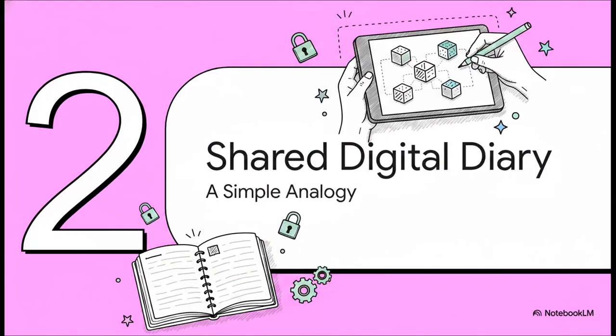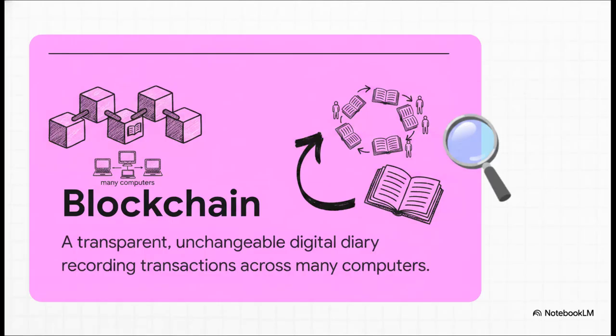Section 2. The shared digital diary, a simple analogy. Now, what's really interesting about this slide is how we can take the complex concept of decentralization and turn it into a simple, everyday analogy. Think of a blockchain as exactly that, a transparent, unchangeable, decentralized digital diary. Let's say you and your friends start a book club. Instead of relying on one designated person to keep track of who has which book, you create a shared document.